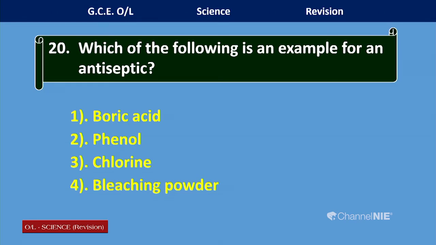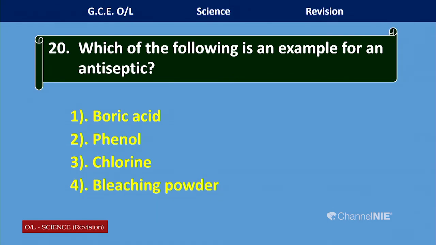This is from chapter 15, the last chapter of your grade 11 syllabus, antiseptic. Boric acid is used as an antiseptic. All the other 3 answers, phenol, chlorine and bleaching powder, are disinfectants. Chlorine is sometimes used for the sterilization of drinking water, and bleaching powder is also used for hospital drains to kill the germs, but you can't put these 2 on your skin because they are highly corrosive and can damage your cells. Other than boric acid, we mostly use surgical spirit also as an antiseptic.